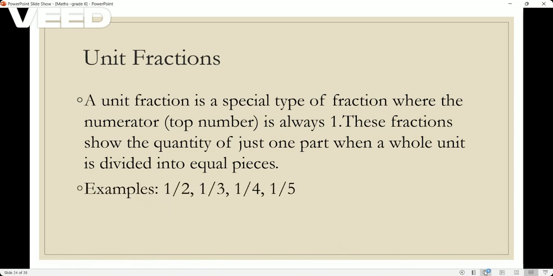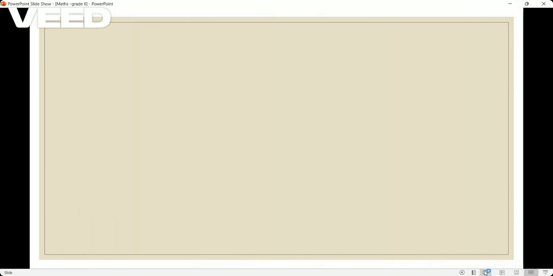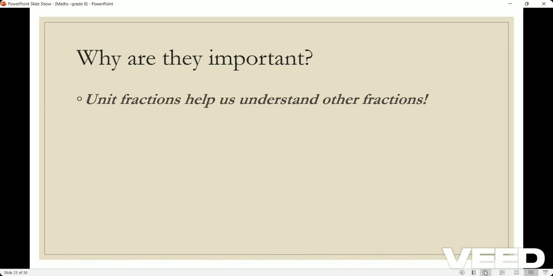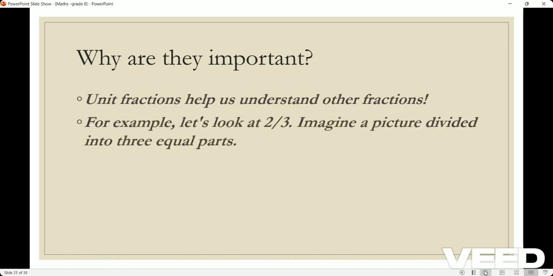So let's see some examples so you can remember it more. One half, one third, one fourth, one fifth. See now, did you see any numerator with a number more than one? No. So why are they important? That means why are unit fractions important? Actually, unit fractions help us understand other fractions.